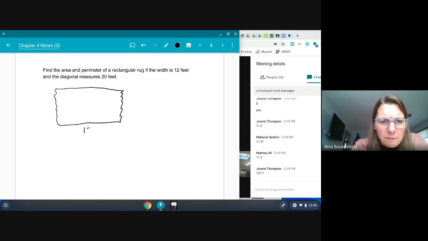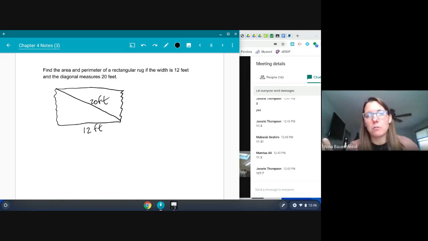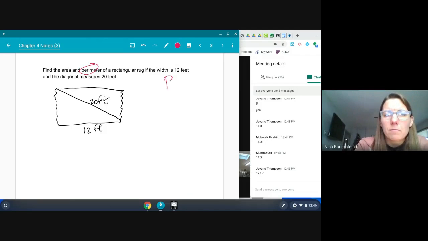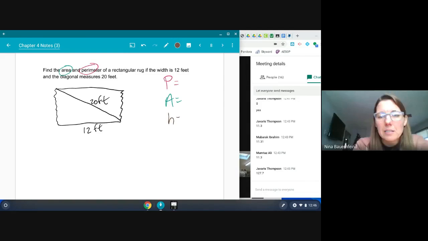Width is 12. Diagonal is 20. I don't know, this looks shorter in my picture, but I don't know if it's actually shorter. So let's just trust the math. That's just how I drew it. Okay. And they want us to find the perimeter and the area. But that means we must find the other side, which is like the height. So we got to find this. Well, it's a rectangle, so we're going to use the Pythagorean theorem.